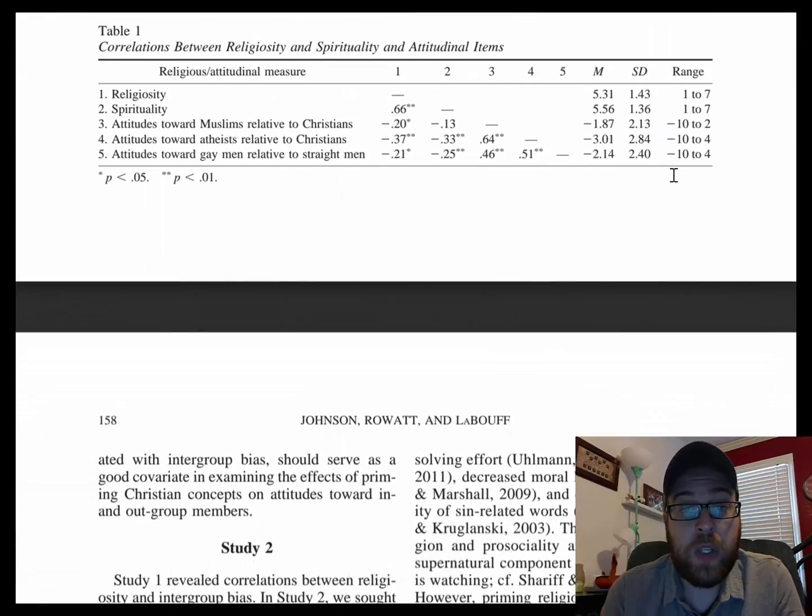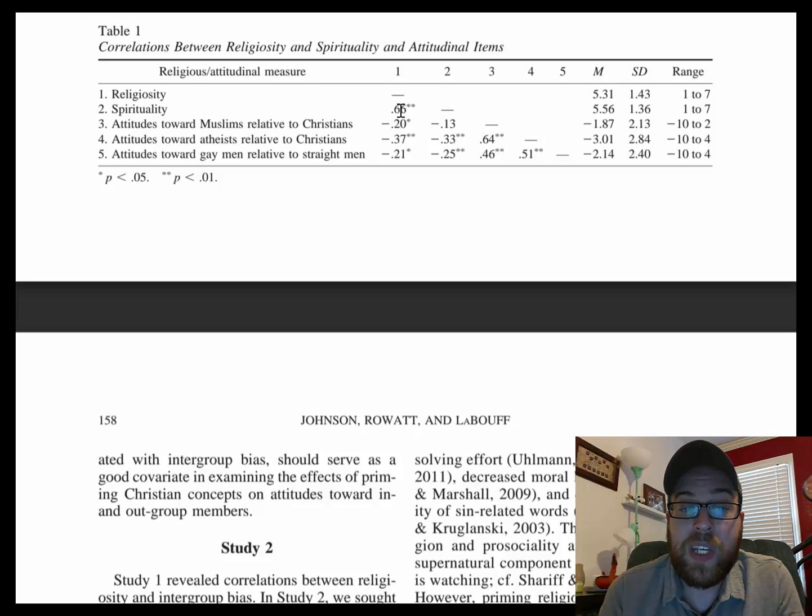You've probably seen some of these in your articles that you've been reading for the skill assignments. So you see a correlation table has different variables listed down this column here. So here we have religiosity, spirituality, attitudes towards Muslims, attitudes towards atheists, and attitudes towards gay men, relative to their majority groups. Here, across these columns, we have the same variables listed. So what this ends up being is a cross table that lets you see the correlation coefficients between any given set of variables. So this R value here is the correlation between religiosity and spirituality.